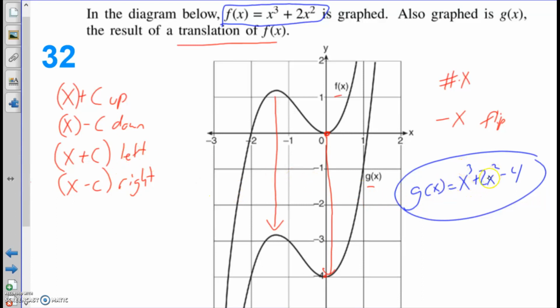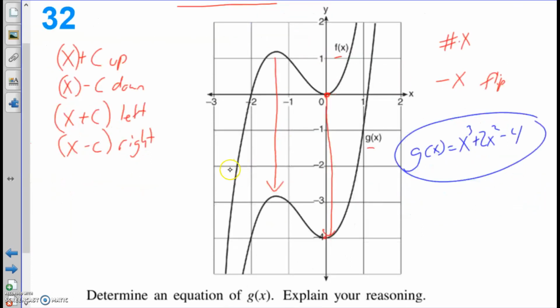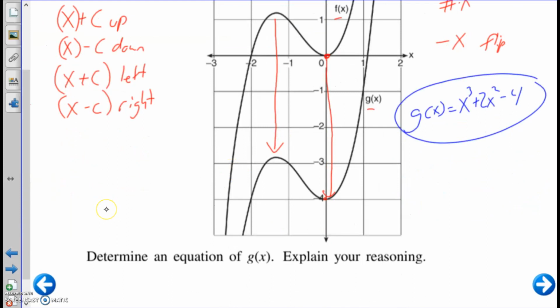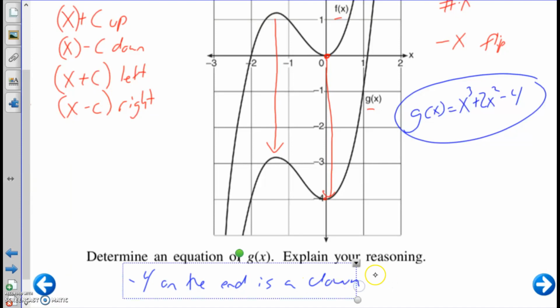Now, if it were a left-right shift, that'd be way more complicated, because you'd have to do it inside with the plus 3 and inside with the squared, raised to the third and the second. The up-down shifts are just adding and subtracting on the end of the whole thing. So that's it. Explain your reasoning. Minus 4 on the end is a down 4 shift. Something like that would be fine. Okay, next question.